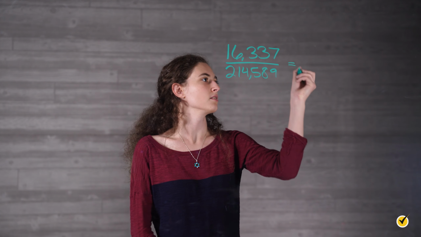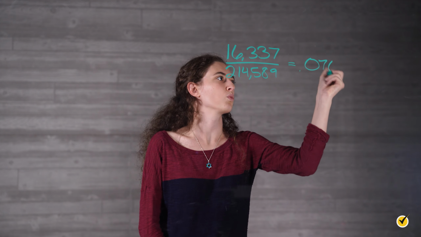Let's take a minute to apply this information to the effect of the flu. Let's say there have been approximately 16,337 people affected out of the 214,589 people who have been tested for the virus. This fraction, 16,337 over 214,589, converts to the decimal 0.07613.